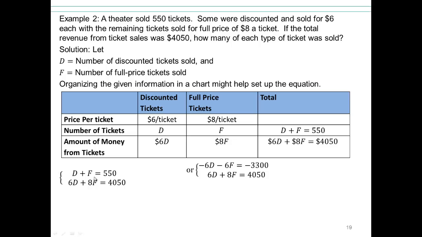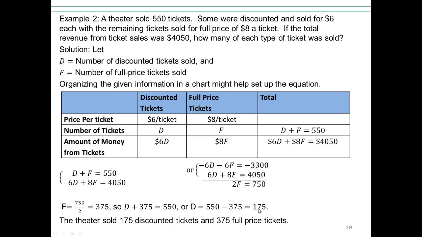So multiply the top equation by -6. Add the two equations to create a third equation. So 2f equals 750. Divide by 2, which gives you f is 375. Solve for d, and that will give you d is 175 tickets. So you sold 175 discounted tickets and 375 full price tickets.